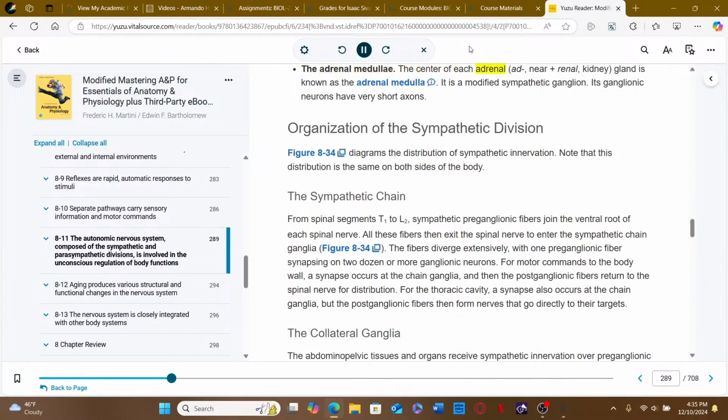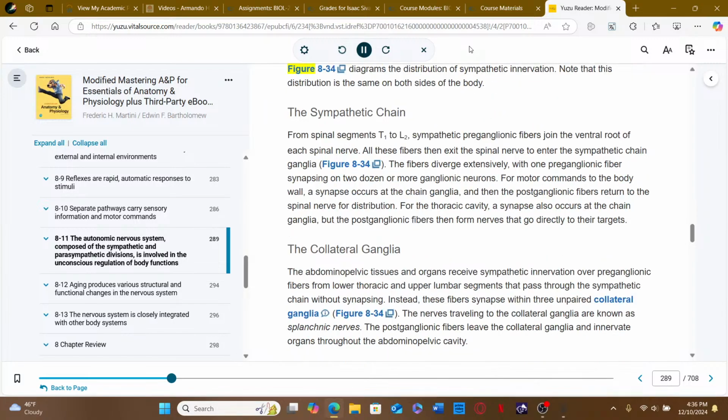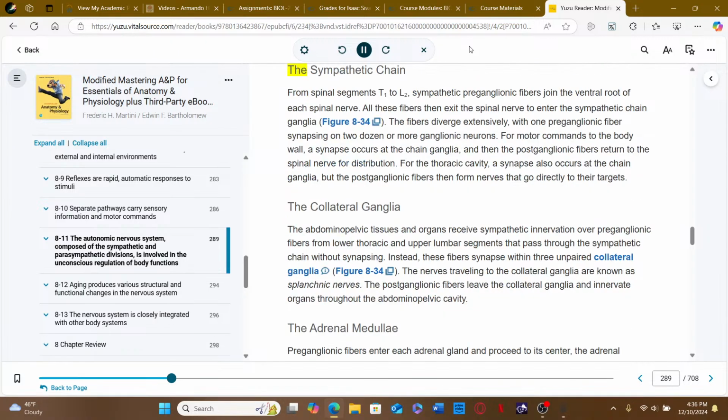The adrenal medulla. The center of each adrenal, or suprarenal, gland is known as the adrenal medulla. It is a modified sympathetic ganglion. Its ganglionic neurons have very short axons. Organization of the sympathetic division. Figure 8-34 diagrams the distribution of sympathetic innervation. Note that this distribution is the same on both sides of the body.